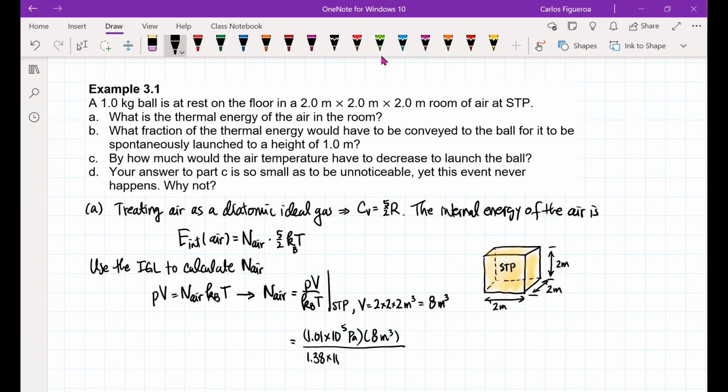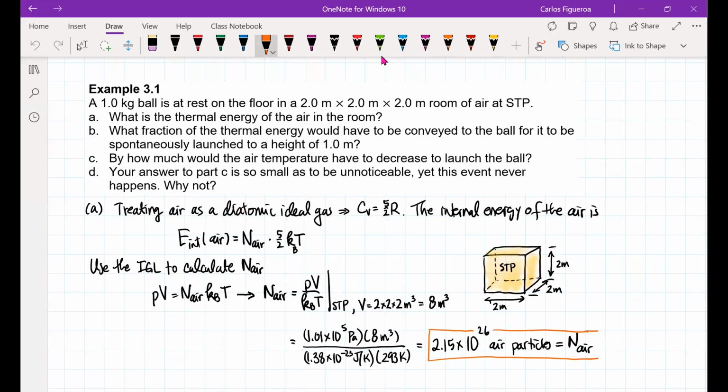Boltzmann constant. And then finally, standard temperature, which is 293 K. So if I compute that number, I get 2.15 times 10 to the 26 air particles, which is, of course, N2 and O2 combinations. So now I have the number of air molecules in this room.